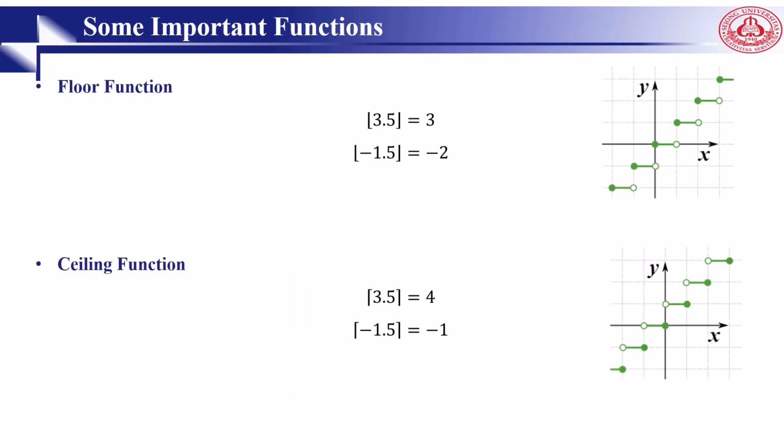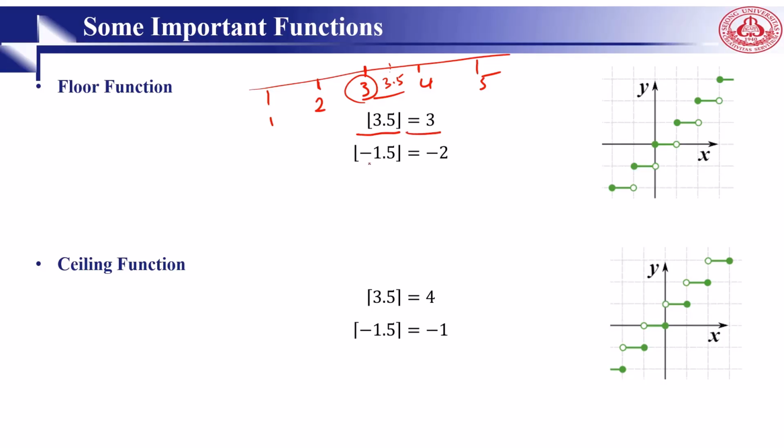There are some important functions that we must know. They are used in many places. The first one is the floor function. Floor function is we round to the smallest one. 3.5 is between 3 and 4, if this is 3, if this is 2, if this is 4, if this is 5. So we go to the smallest one. So floor of 3.5 is 3.